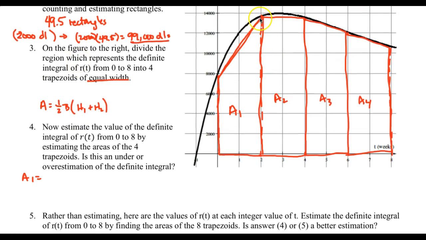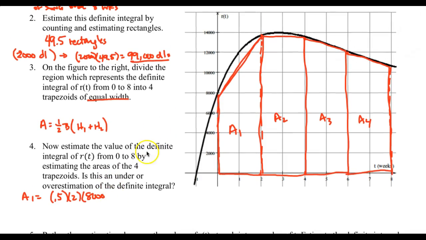has a height of, well, let's see, 1/2, so 0.5 times 2 times the sum of the heights. Well, the first height is, let's say, 8,000. Oops, the sum of the heights. First height is 8,000. The second height is right around 14,000. Okay, and that gives me 22,000.